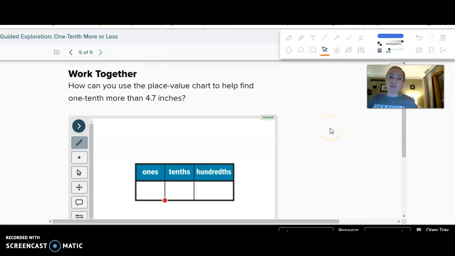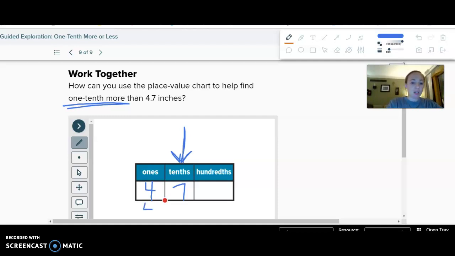So say I was going to do 4 7/10 of an inch, if I wrote it in my chart. And then if we wanted to find 1/10 more, we could say, okay, we're just going to take our tenths place and we're going to make it 1/10 bigger. So we get 4 8/10. Just increase the 7 to an 8.